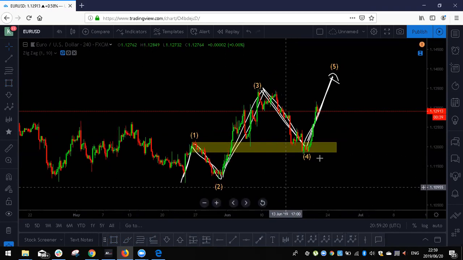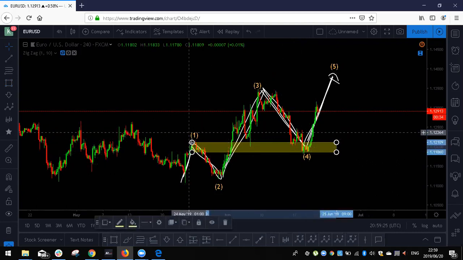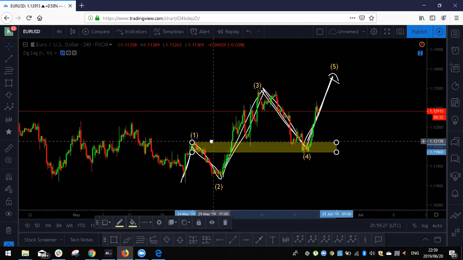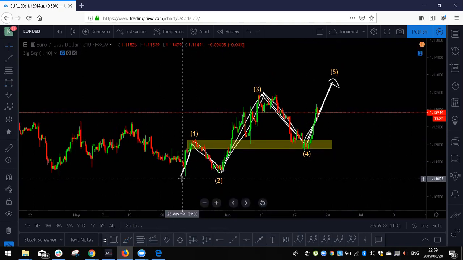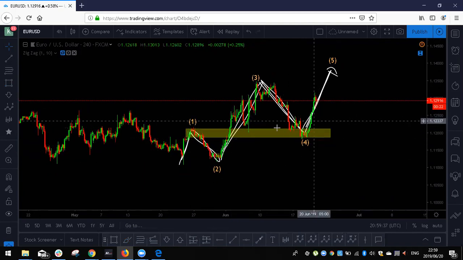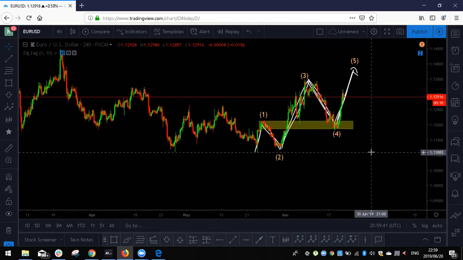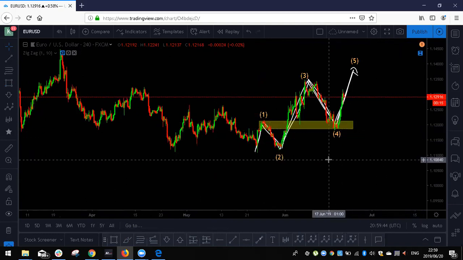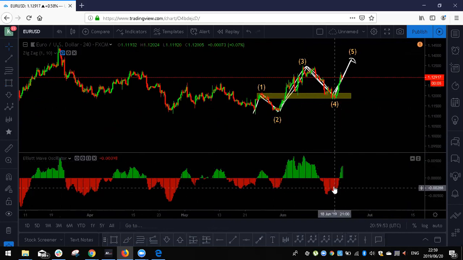Remember I said the rule: wave 4 shouldn't retrace more than wave 1. That doesn't mean it should sit exactly there, but it should at least be in the same zone. So most rules are still met in this case. That was a very nice buy. If you had this indicator with you, you would have bought while it was still red.